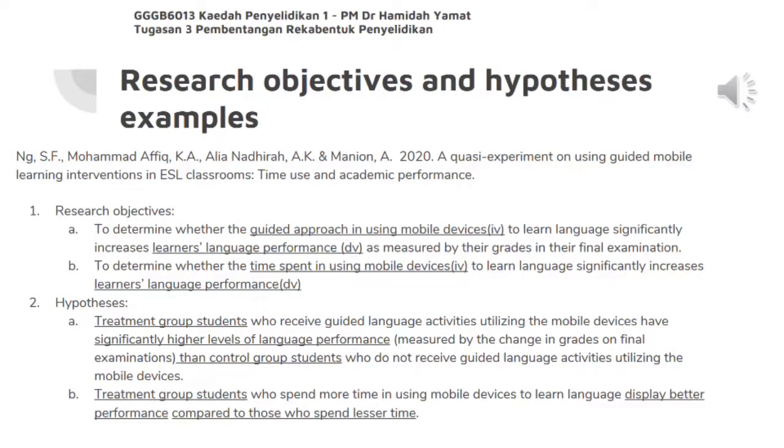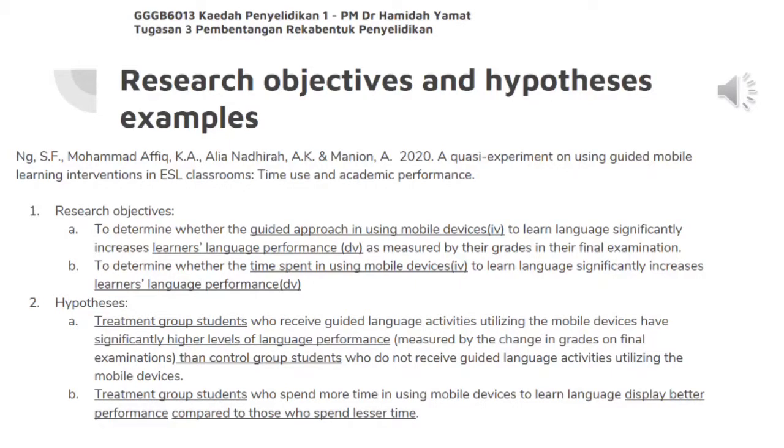Here are some examples of research objectives and hypotheses in a quasi-experimental research. Here's a study by Mamafik, Alia Nadira, Manian 2020, titled A Quasi-Experiment on Using Guided Mobile Learning Interventions in ESL Classroom, Time Use, and Academic Performance.